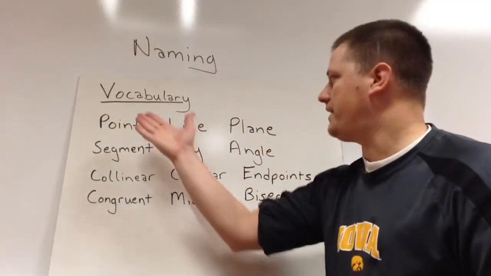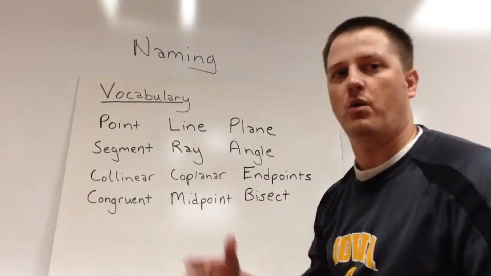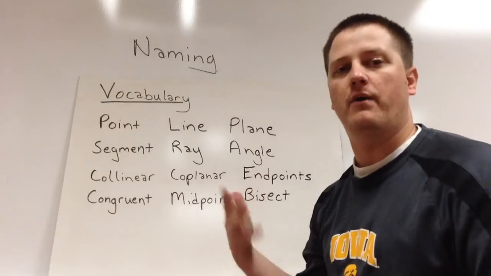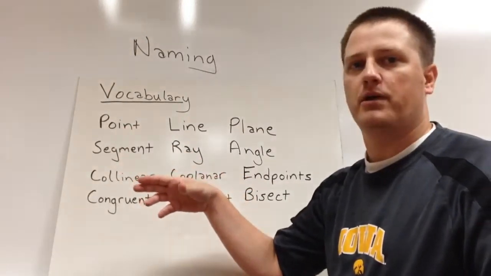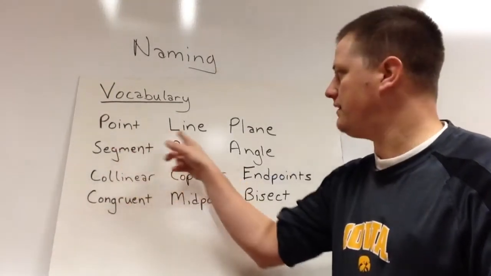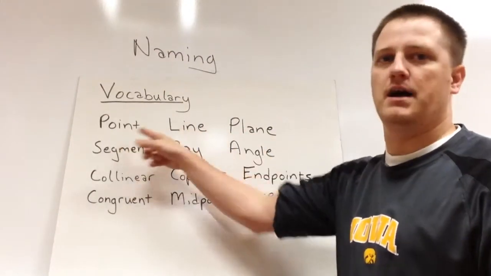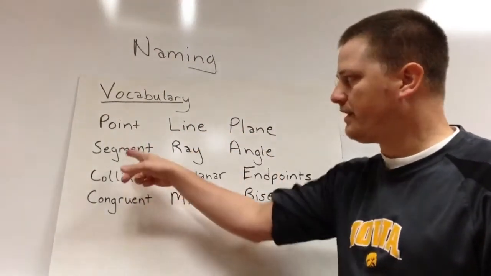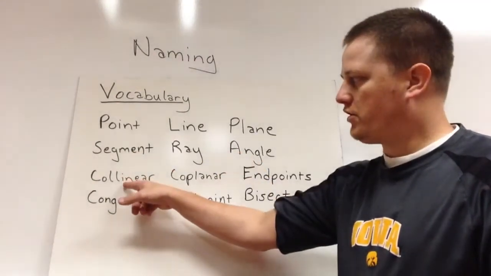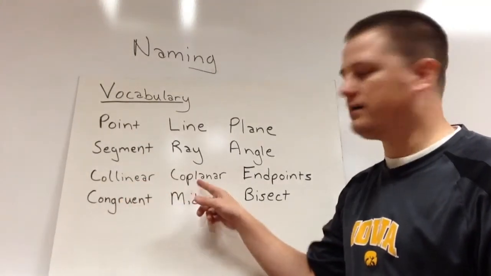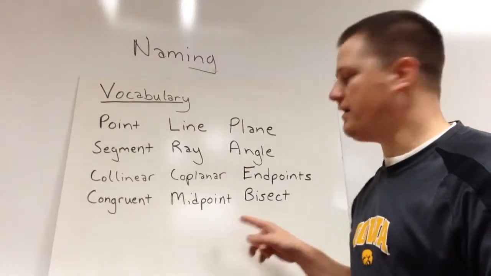For the vocabulary, I'm going to give you the words, and your job will be to look up the definitions or get them from the video as I'm speaking about some of these things. So, the vocabulary words are as follows: point, line, plane. These are the basic building blocks of geometry. Segment, ray, angle. Collinear, coplanar, endpoints, congruent, midpoint, and bisect.